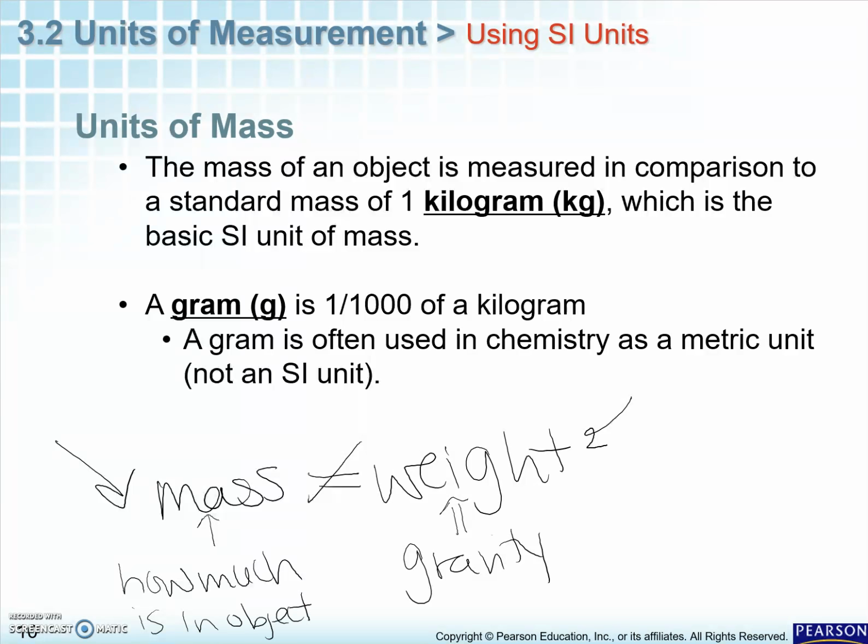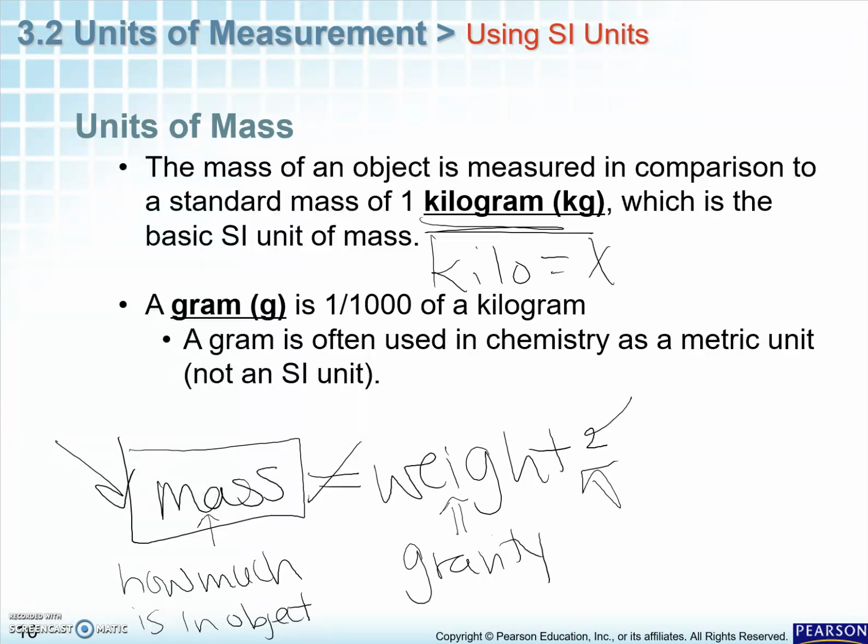So for example, if you were to go to the moon, your weight would change because there would be no gravity pulling on you, but your mass would not change unless you lost part of your body going up to the moon. The reason for that is it's testing out how much stuff is in that object. Usually, whenever we use SI units, we're going to use a kilogram. And remember, kilo equals times 1,000. But we often, in the chemistry lab, will use grams because they're a lot smaller.